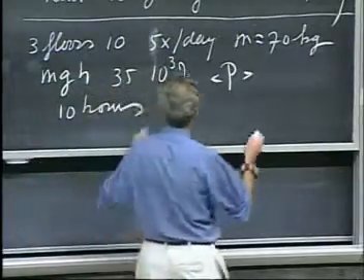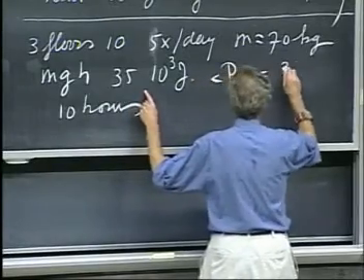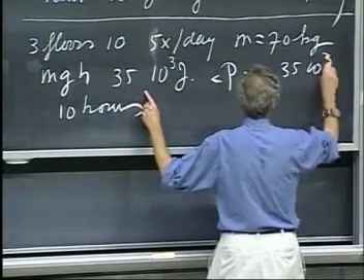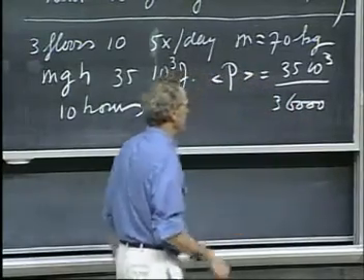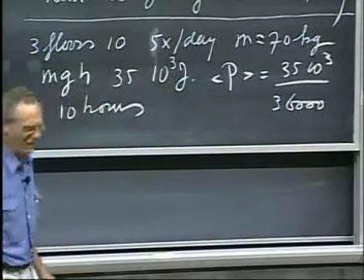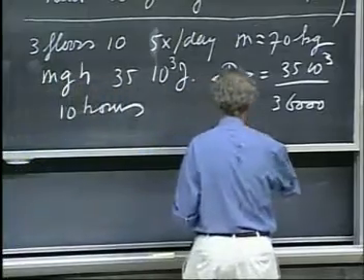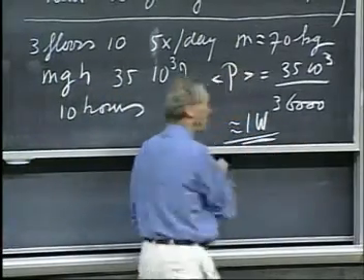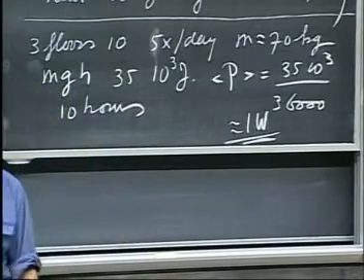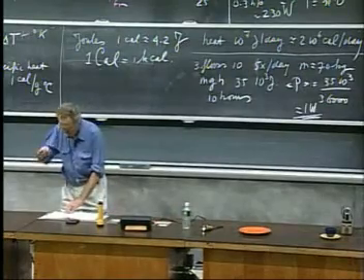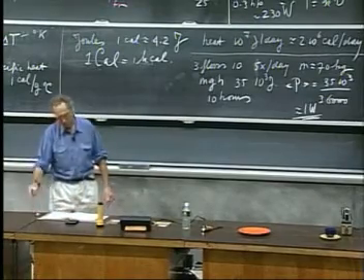Then the average power that you have generated is 35,000 joules divided by 36,000 seconds. That is embarrassingly little. That's about 1 watt. Compare that with your body, which generates 100 joules per second every second, 100 watts. So it is completely negligible.